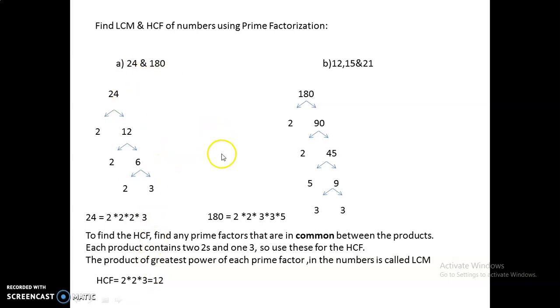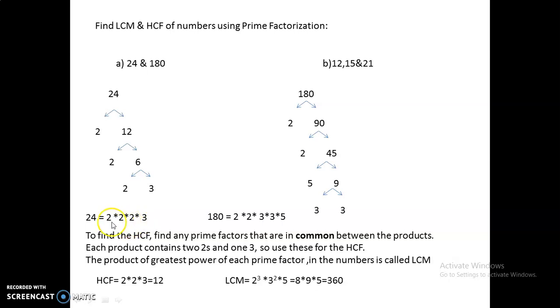Now coming to LCM. LCM is the product of greatest power of each prime factor in the numbers. So here what are the prime factors of 24 and 180? 24 has 2, 3, and 180 has another one along with 2 and 3, that is 5. So the highest power of 2 is here 2 power 3, and here it is 2 square. So LCM is a product of highest powers.